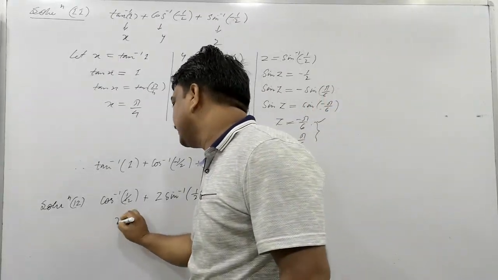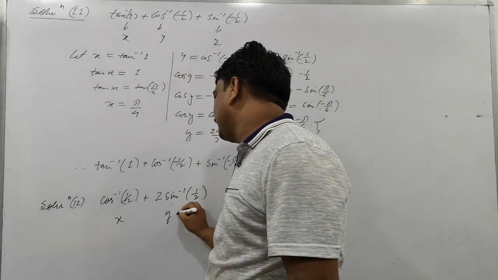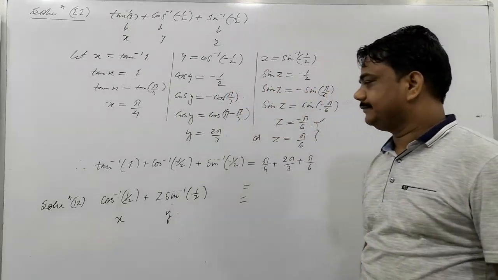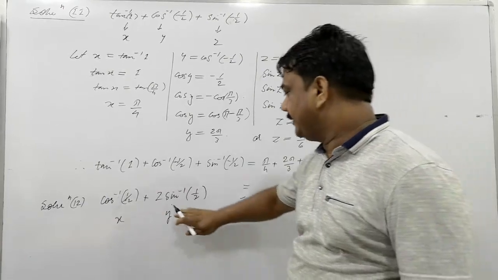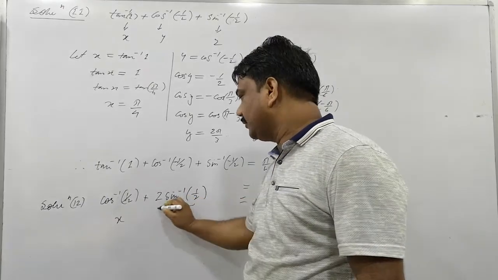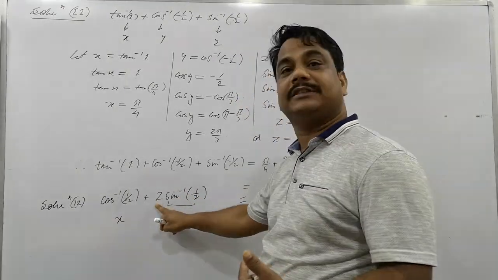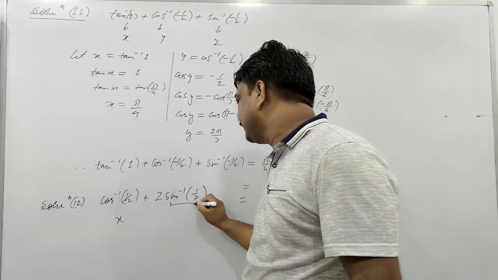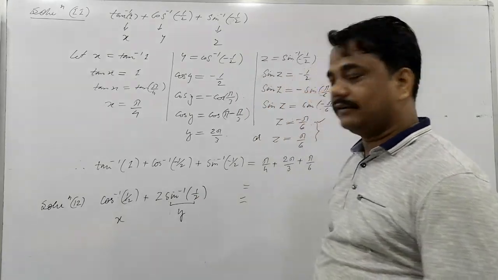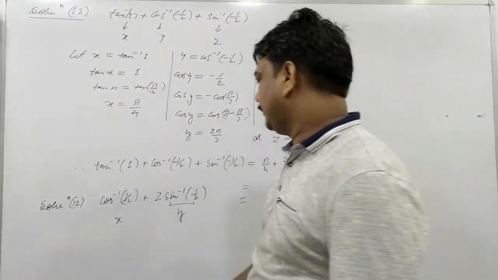You can suppose this as x and this as y. This could be difficult for you, so you have to find the value of only this, not the 2. You will not suppose 2 sin inverse half as y. You will suppose only this. Is that clear? Not clear, guys?